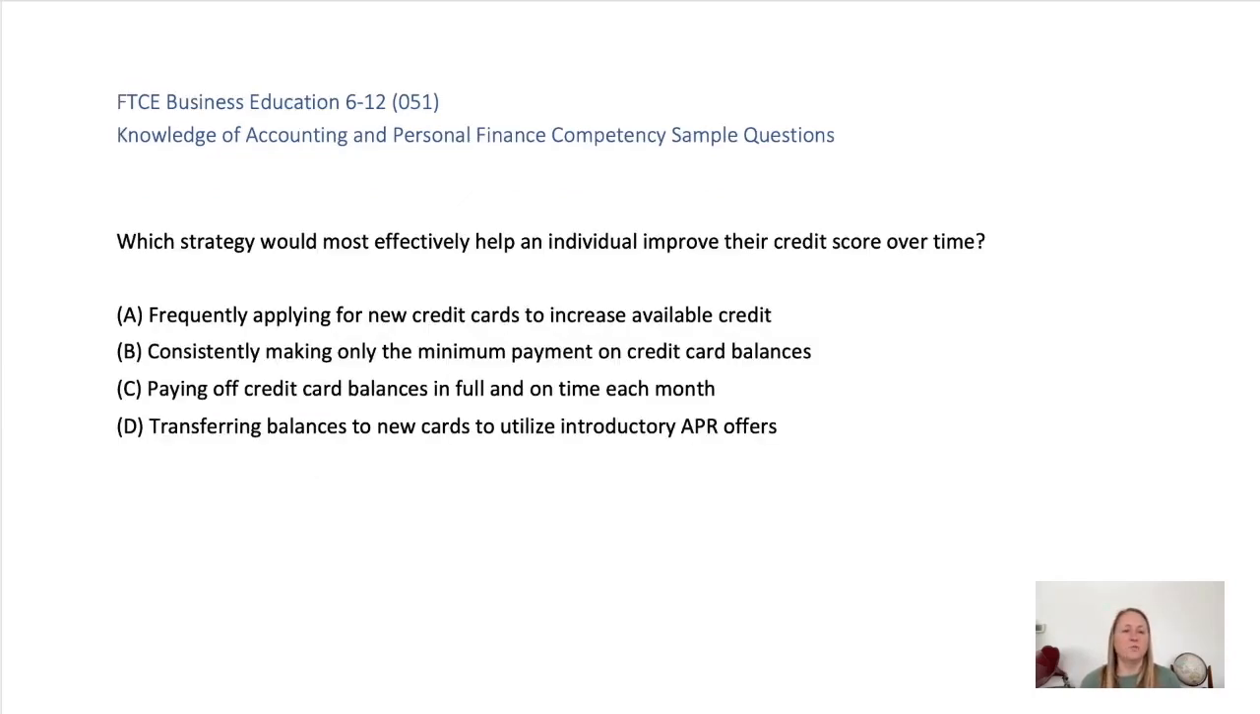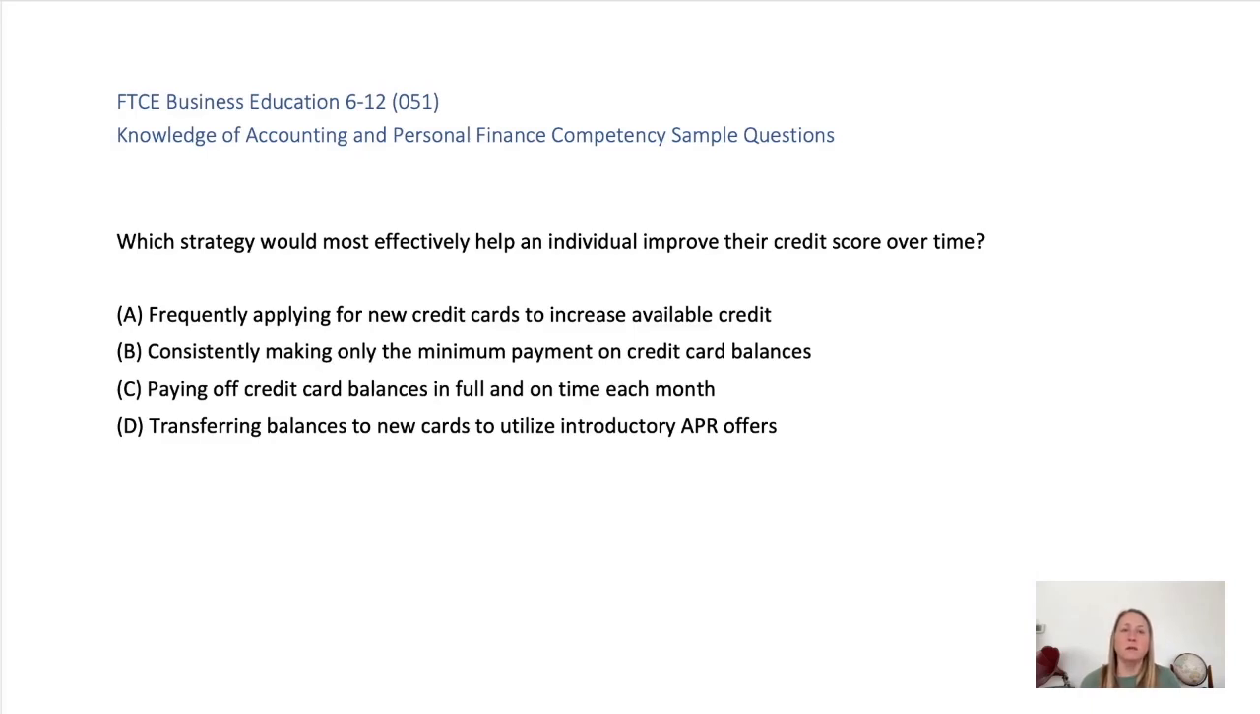Which strategy would most effectively help an individual improve their credit score over time? A, frequently applying for new credit cards to increase available credit. B, consistently making only the minimum payment on credit card balances. C, paying off credit card balances in full and on time each month. Or D, transferring balances to new cards to utilize introductory APR offers.